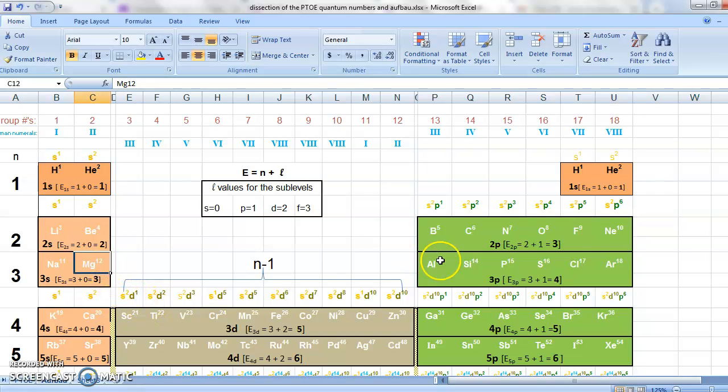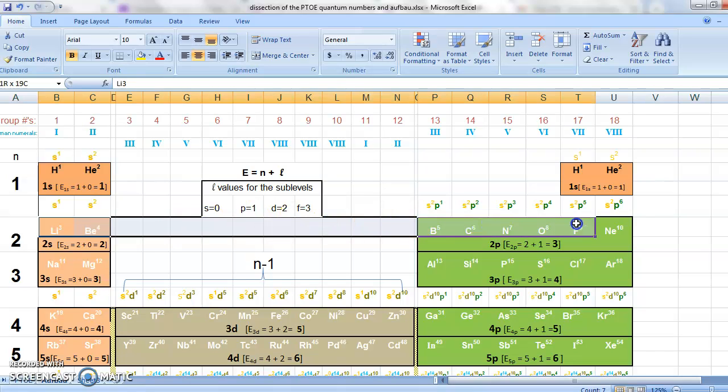If magnesium lost 2, it would be isoelectronic to neon. If aluminum lost 3, it would be the same as neon. Iso means same. Electronic means same electron configuration. Aluminum would be a stable octet. If it lost its 1 out of the P and 2 out of the S, its inner S and P would be full with 8, satisfying the octet rule.